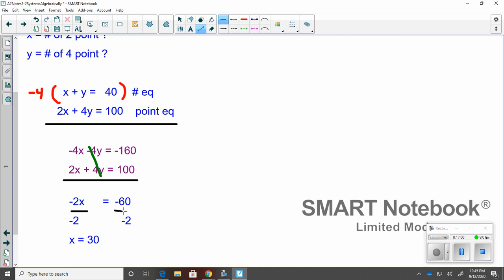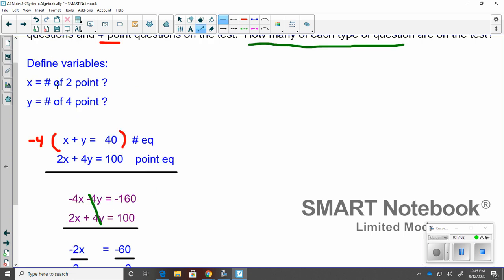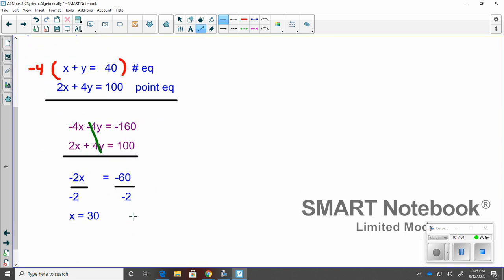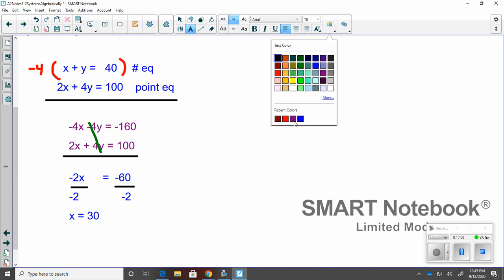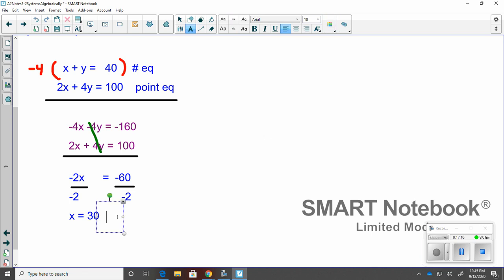Okay, now let's go back and look at the defining part. X stands for the number of 2-point questions. So really, technically, we should write this down. There are 30 2-point questions on the test.